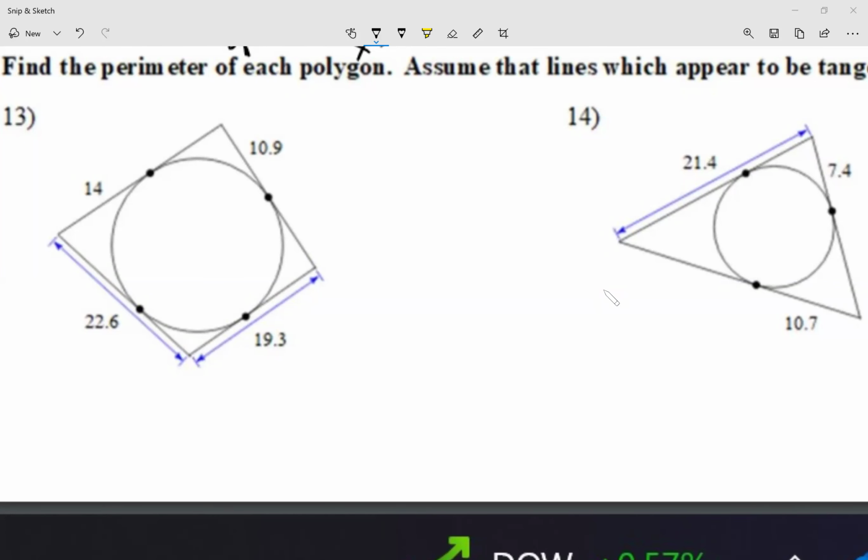Now we're going to be finding a perimeter of a polygon using tangents. Remember how in a previous lecture I said that a segment or line that touches a circle only once is called a tangent. So let's say I have a circle, and a point up here, and I have a tangent line over here, and then another tangent over here. I call them tangents because they touch the circle only once.